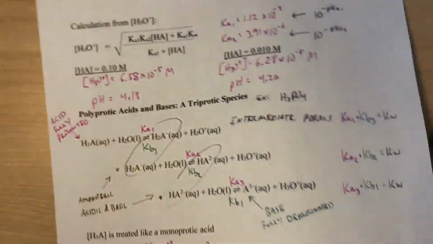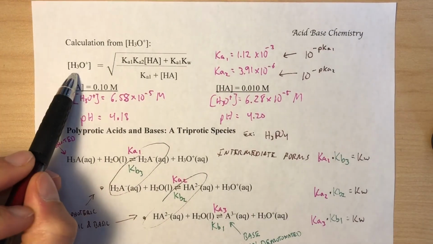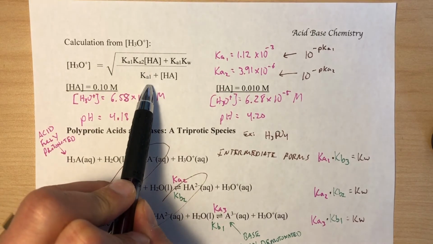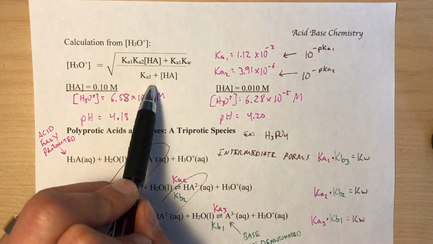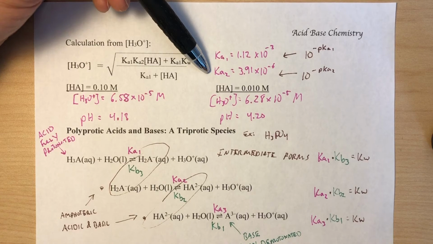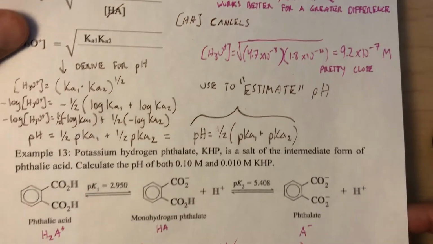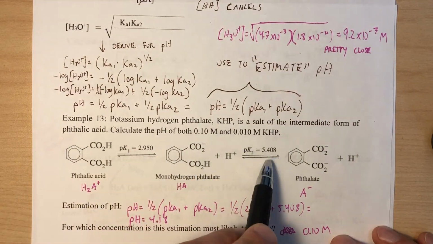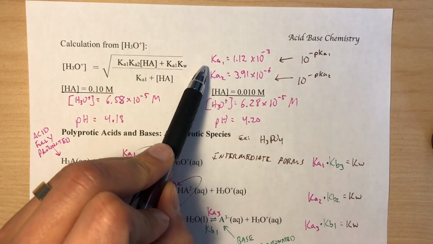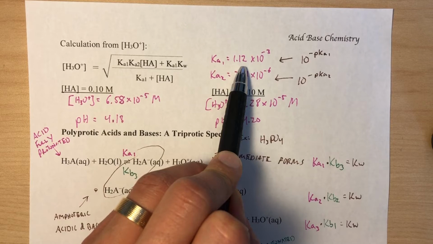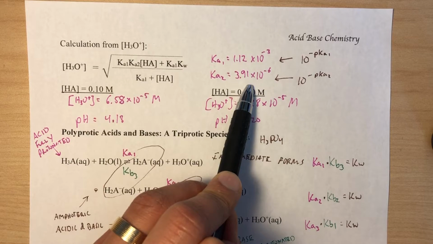Now, we can continue and calculate from hydronium. So here we have our hydronium species. That's equal to our expression here: Ka1 times Ka2 times HA plus Ka1 times Kw, divided by Ka1 plus HA. So we have our Ka values from previously. Those were provided in the problem. And if we take 10 raised to the negative pKa's, we can get our Ka values. So Ka1 is 10 raised to the negative pKa1, and that's 1.12 times 10 to the negative 3. Ka2 is 10 raised to the negative pKa2, and that equals 3.91 times 10 to the negative 6.